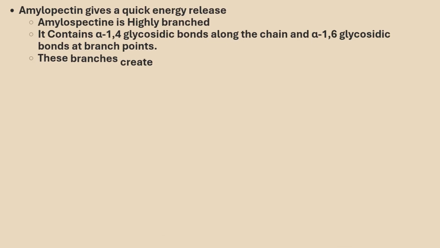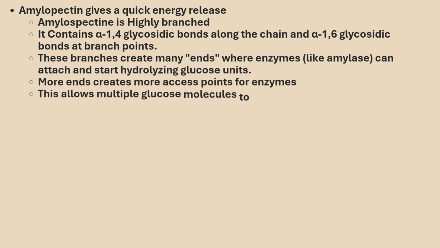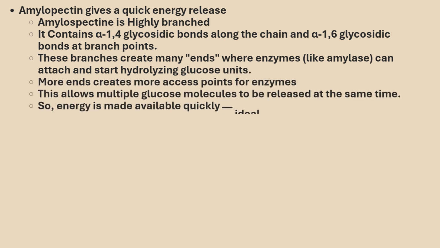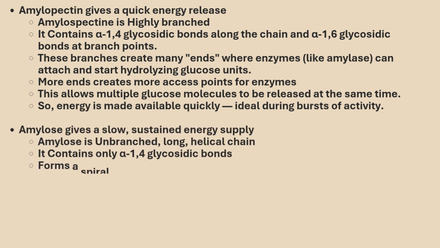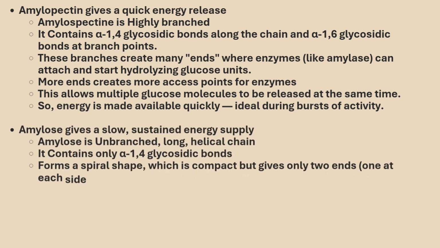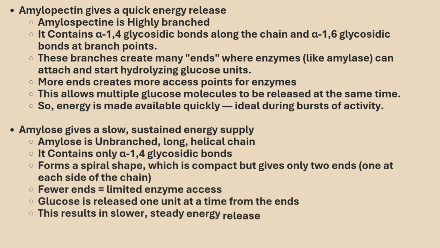Amylopectin is highly branched. It contains alpha-1,4 glycosidic bonds along the chain and alpha-1,6 glycosidic bonds at branch points. These branches create many ends, where enzymes, like amylase, can attach and start hydrolyzing glucose units. More ends create more access points for enzymes. This allows multiple glucose molecules to be released at the same time. So, energy is made available quickly, ideal during bursts of activity.